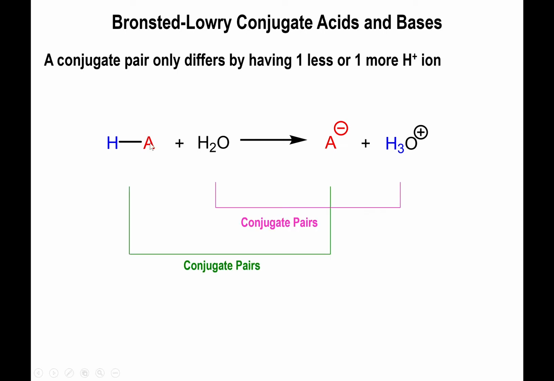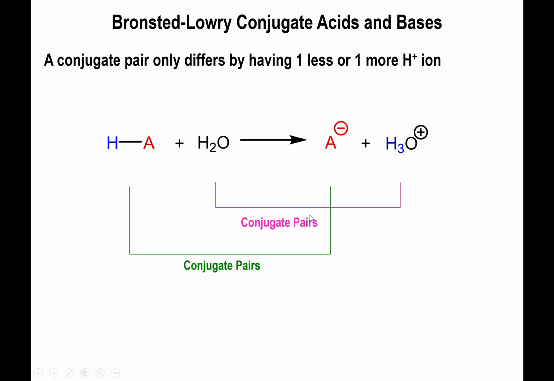the substances are going to differ only by one H, right? So HA and A-, they only differ by one H. H2O and H3O+ differ only by one H. And if we are technical about it, this is an H+. The difference is a single unit of charge and a single hydrogen. So water and H3O+ represent a conjugate pair. HA and A- represent a different conjugate pair.